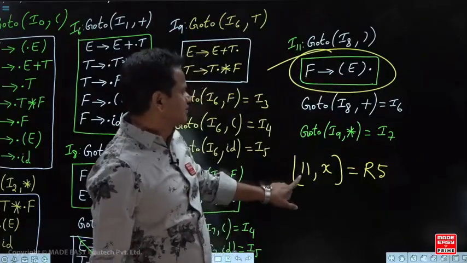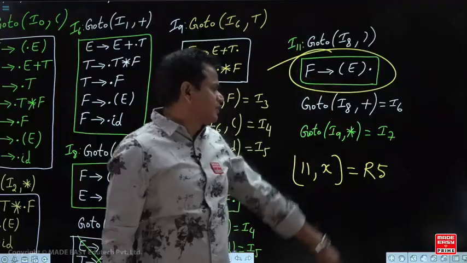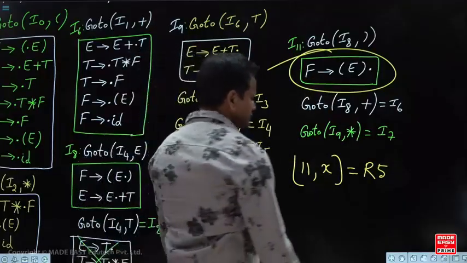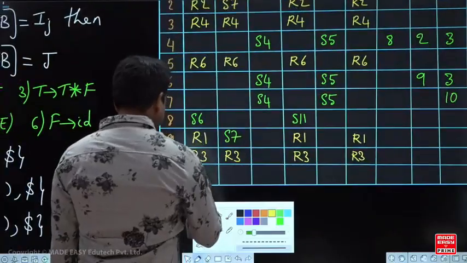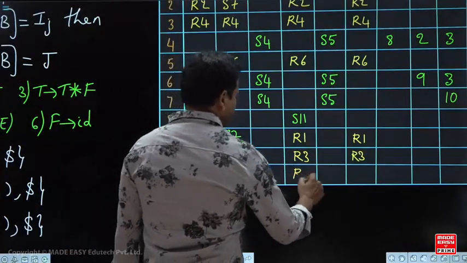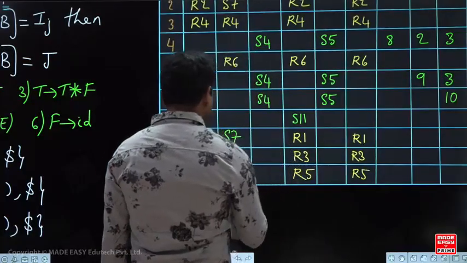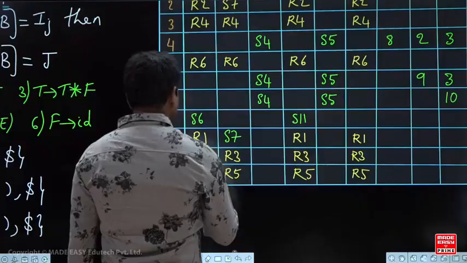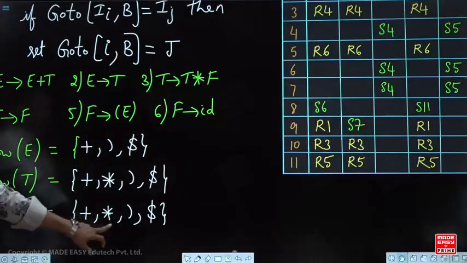So I repeat, final item, reduce. It is in I11, 11th row, xth column. What is x here? Follow of F. In follow of F, we write reduce 5. So 11 comma x, where x is follow of F, which is plus, star, closed, dollar: R5. Look at this, F → (E) is rule 5, placed under follow of F.